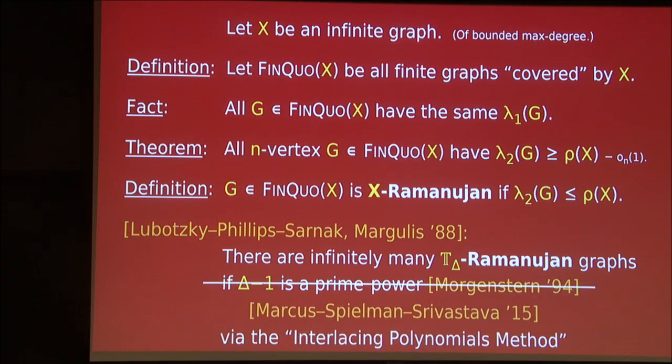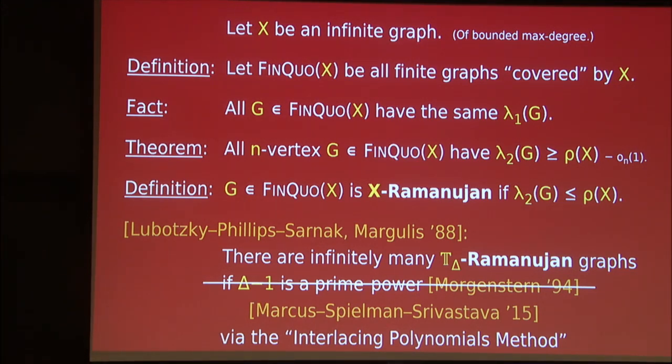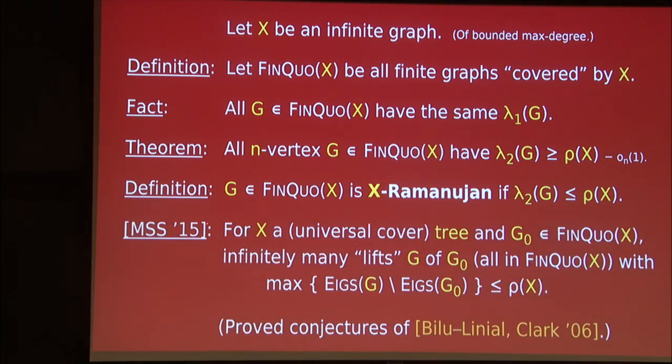And then it was extended to all delta in 2015 by Marcus, Spielman and Srivastava using a new method called the interlacing polynomials method. It's going to play a role in our talk today. OK, so they proved it for the usual Ramanujan graphs, the regular graphs. And they also stated it for bipartite graphs.